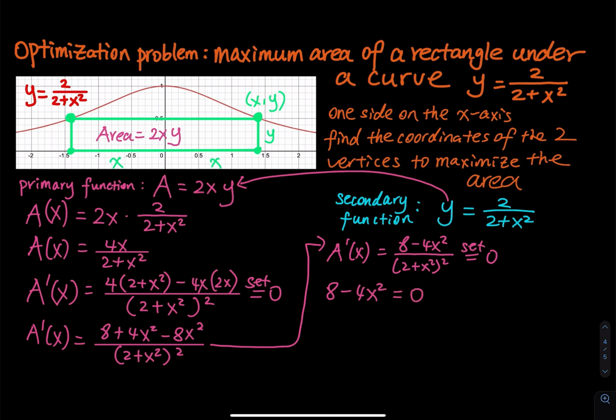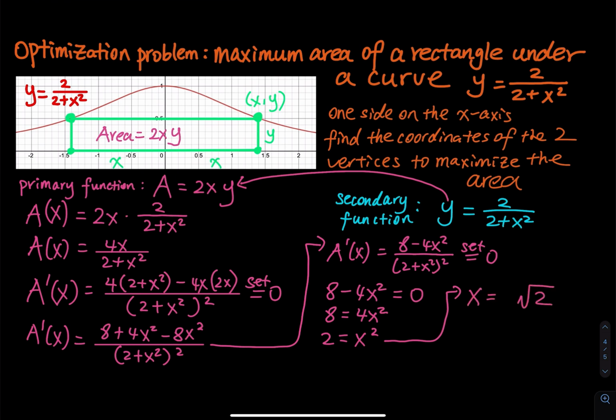Another way to think about this is you multiply the denominator on both sides. Then you solve for x. You have a equals 4x squared. Divide both sides by 4, you have 2 equals x squared. And then what is x equal to? x is equal to the square root of 2.